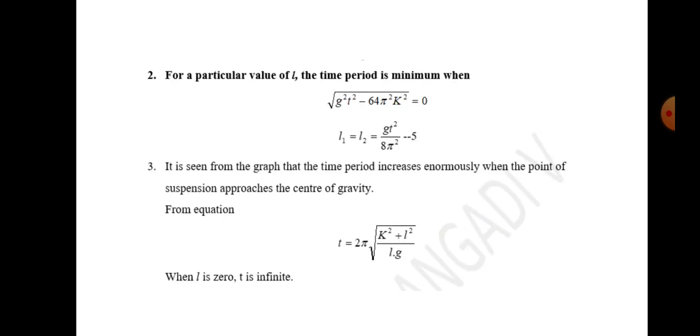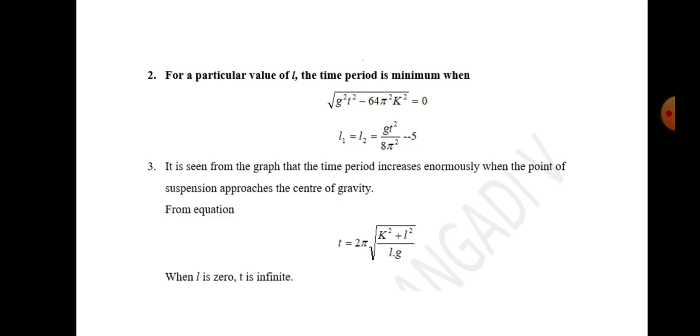Splitting equations 1 and 2 into L1 and L2: the plus sign gives equation 3 and the minus sign gives equation 4. L is gt square plus square root of g square t square minus 64 pi square k square, divided by 8 pi square, with the plus sign and again with the minus sign. The two different points having the same value of t are obtained on each side of the bar pendulum for a particular value of L.